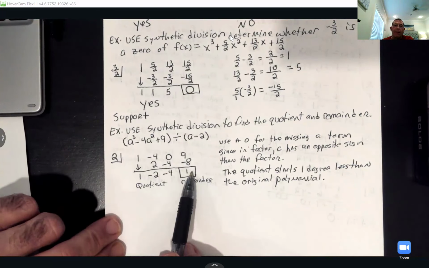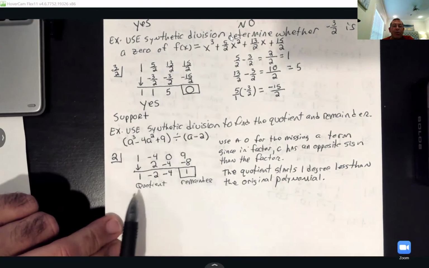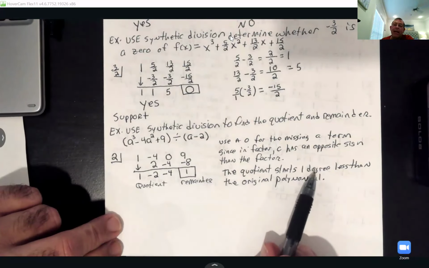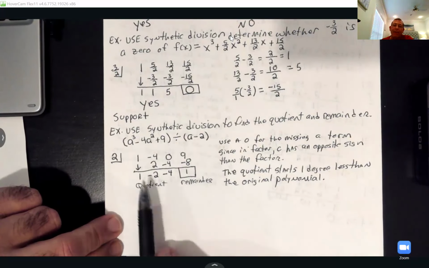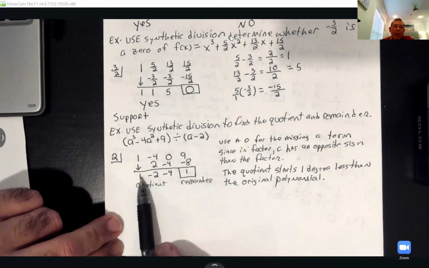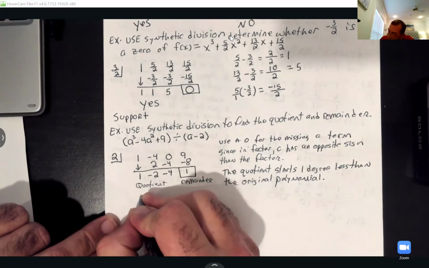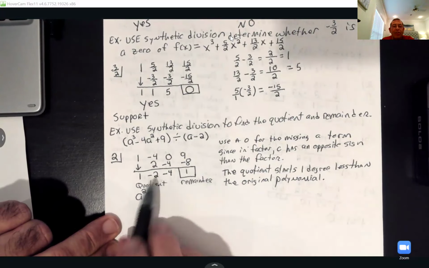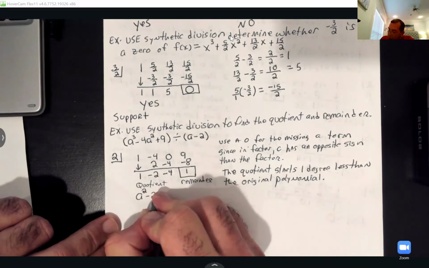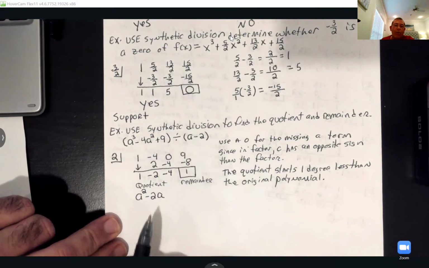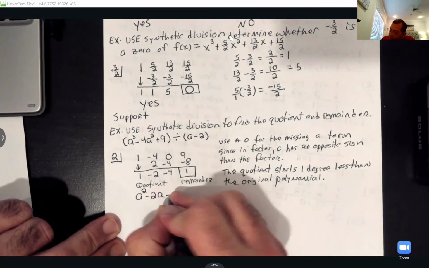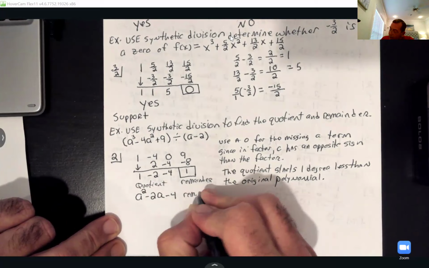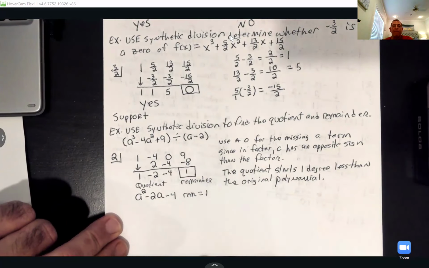Okay. If you had an A to the fifth here, then your quotient would start with an A to the fourth. Remember, the degree is the exponent that we're looking at, okay? So 1 degree less, let's write that out. That would be 1A squared. So we got 1A squared minus 2A, and they always go in descending order. And then at the end, it'll be that -4. And then I got a remainder equal to 1.